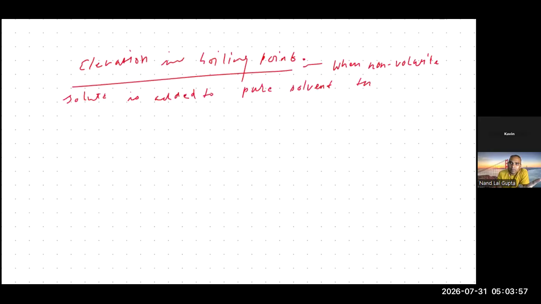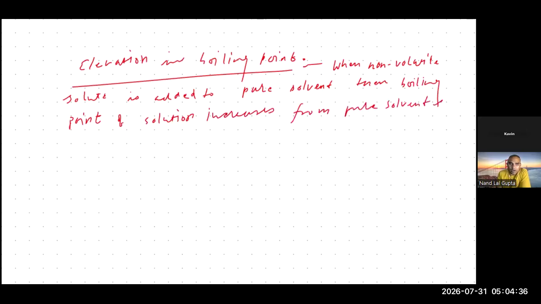Then vapor pressure decreases. Yes, vapor pressure decreases, but the boiling point, what will happen? The boiling point of the solution increases from that of the pure solvent. This is called elevation in boiling point.